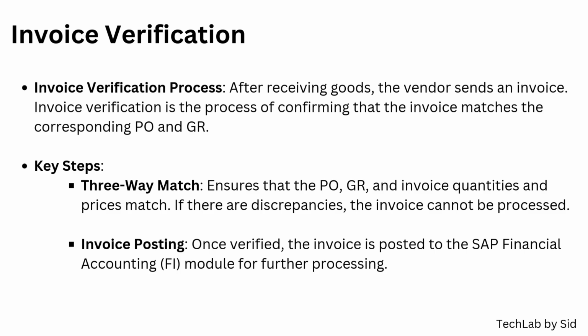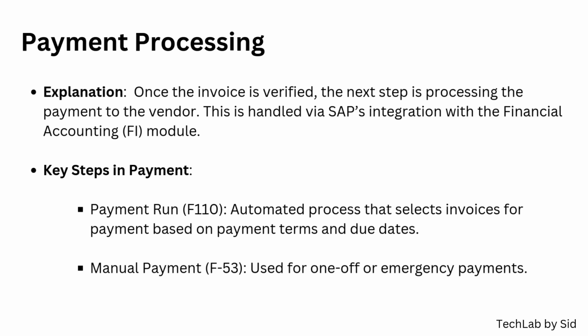Once the invoice matches the PO and GR, it is posted to the SAP FI module, updating the company's financial records. Payment processing in SAP is automated through the payment run, F110, which selects invoices based on due dates and payment terms, ensuring timely payments and avoiding late fees.